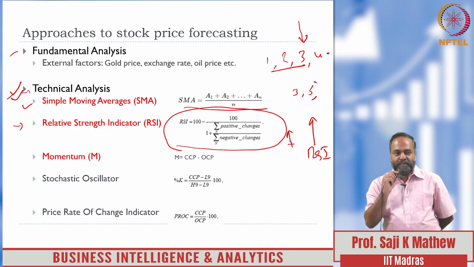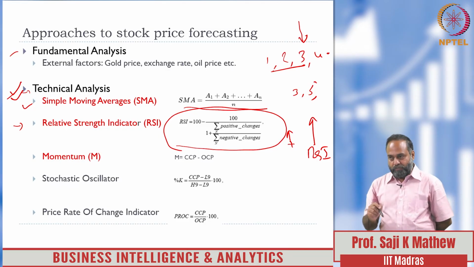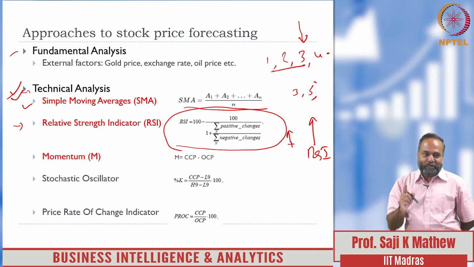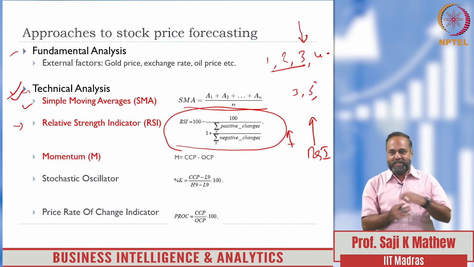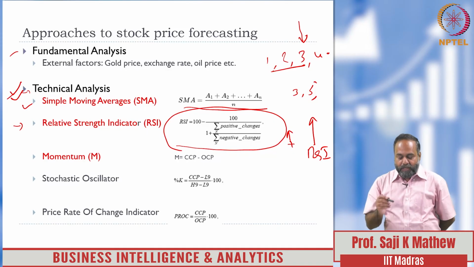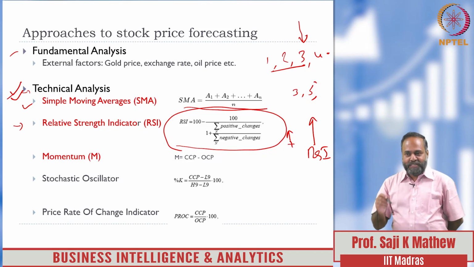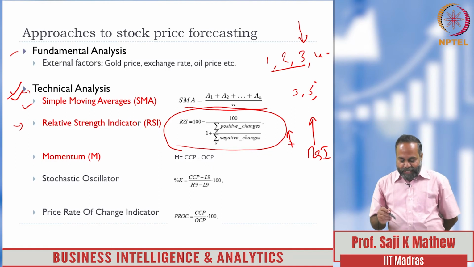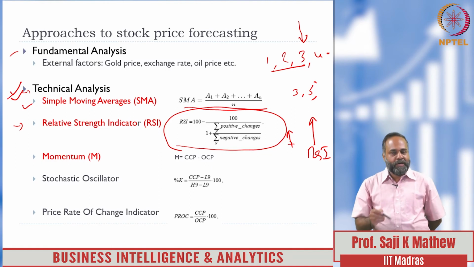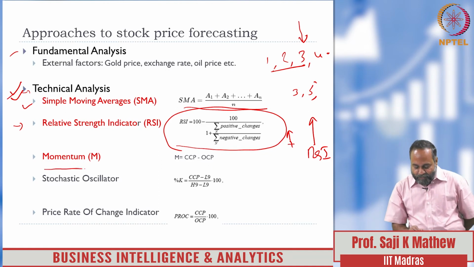sell signal, and when RSI is going down and down, of course, this is not the only indicator you should look at. You should look at other indicators as well, especially fundamental aspects, but everything else remaining the same, if RSI is going down beyond 20, it is a buy signal. That is what literature says. Then there is something called momentum.